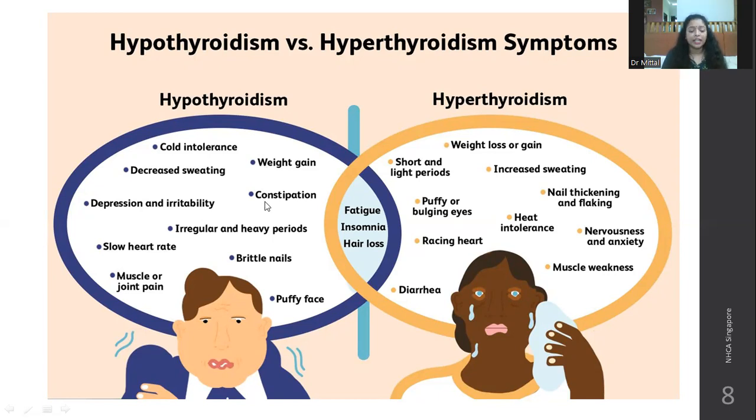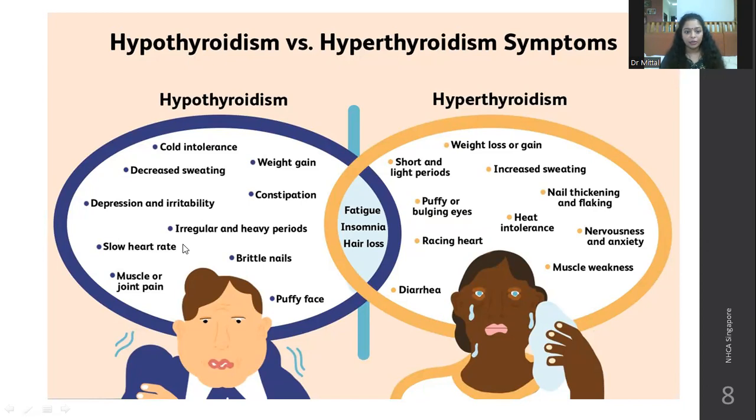Constipation, incomplete emptying of bowel is also seen. Decreased sweating, you don't sweat much. Depression, irritability, irregular periods and heavy periods. Slow heart rate, because the pulse rate is down, the cardiac output will also be reduced. Even the systolic blood pressure will be on the lower side.